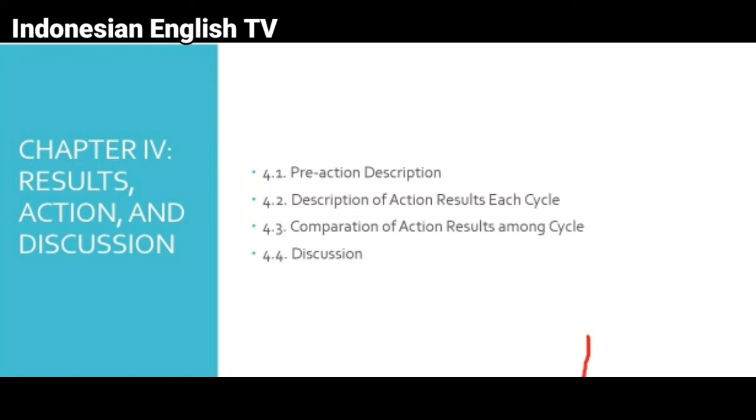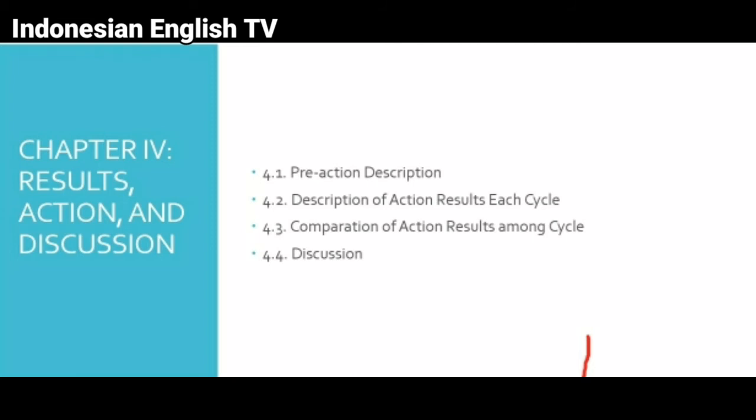As I like to say, chapter 4 is the heart and the head of your research. What kind of research you conduct? But chapter 4 is the heart and the head of your research. So in classroom action research, you have 4 kinds of elements. 4.1 is pre-action description atau deskripsi pratindakan. So what you want to do, what you have already done in this research, you need to explain, you need to describe in detail the pre-action description before you conduct cycle 1 and cycle 2 and so on.